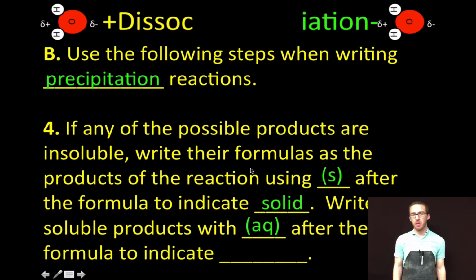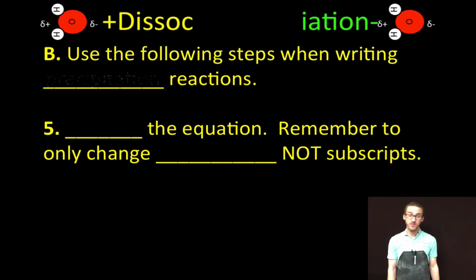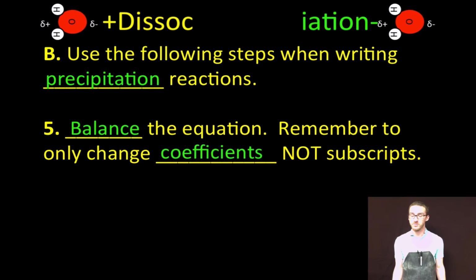If any of the possible products are insoluble, write their formulas as the products of the reaction using an S in parentheses after the formula to indicate solid. Any soluble products, write the letters AQ in parentheses after the formula to indicate aqueous. Then finally, step number 5. Don't forget to balance the equation. Remember to only change coefficients and not subscripts when you're working to balance the equation.